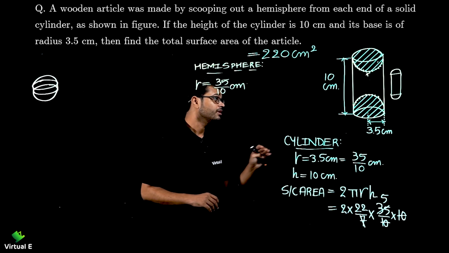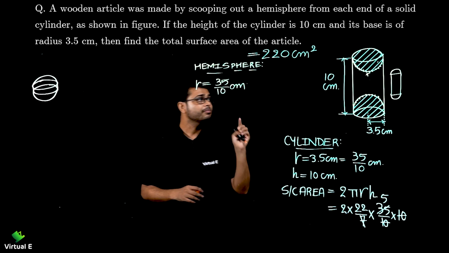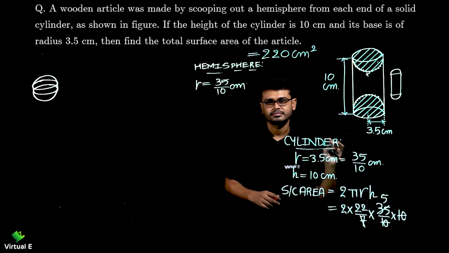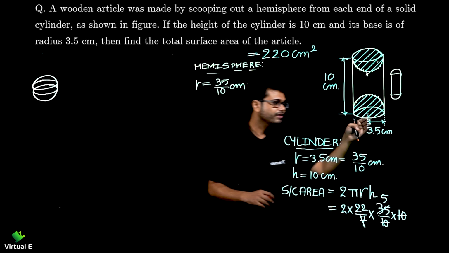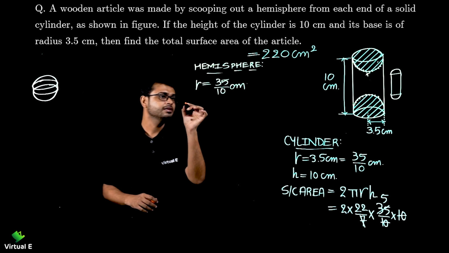Now, let's start with the surface area here. Remember, the radius for this hemisphere and this bottom one is the same. It's not being changed. So 3.5 centimeter here and here as well. It will remain the same. So let's find the surface area.